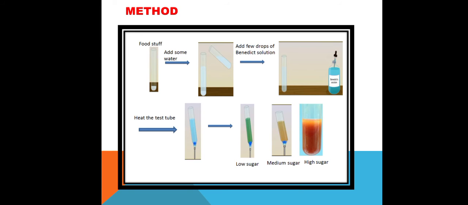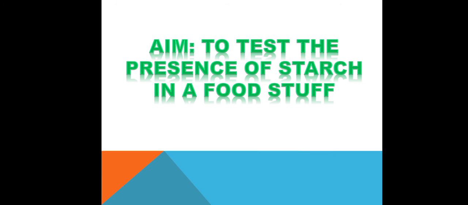Depending on the amount of sugar present, the blue Benedict solution turns into green, yellow and brick red. Here the green color indicates low sugar content. The yellow color indicates medium sugar content. The brick red color indicates high sugar. Okay, are you clear?